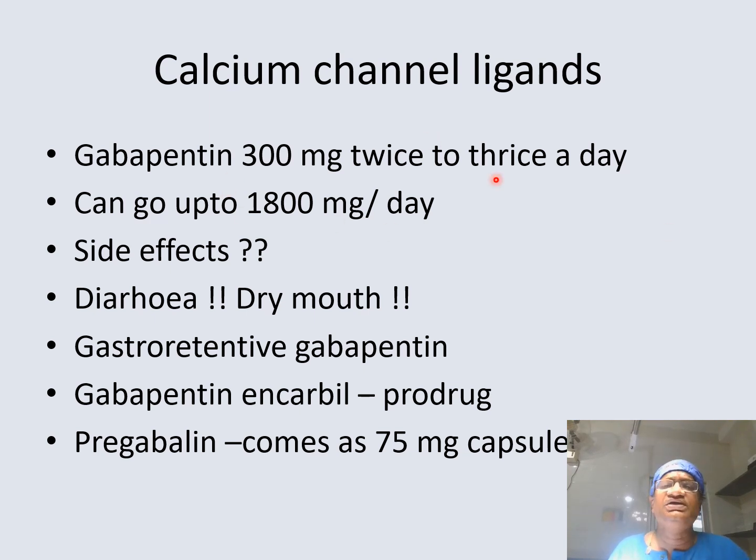They say gabapentin is 300 milligram twice or thrice a day, and can go up to 1800 milligram. But what I feel is you start with 300 milligram at night. That itself will cause the patient to wake up at 9 or 10 a.m. So we should be careful and tell the patient that they may not get up till 12, and will feel dizzy, all these things will be there.